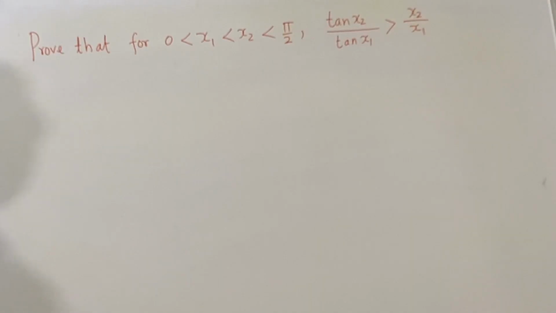In this edition, we are going to prove this inequality, which states that if we have two numbers x1, x2, with x1 less than x2 and they are both between 0 and pi by 2, then tan x2 divided by tan x1 is greater than x2 divided by x1.